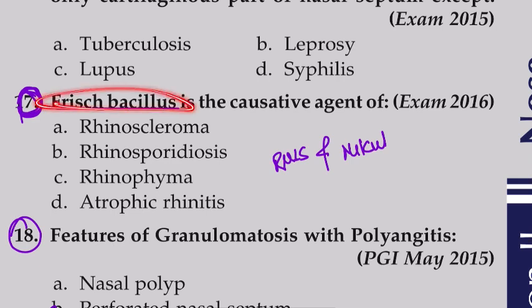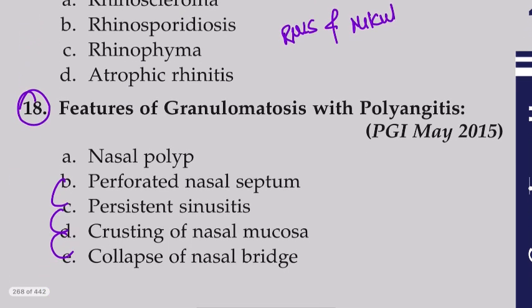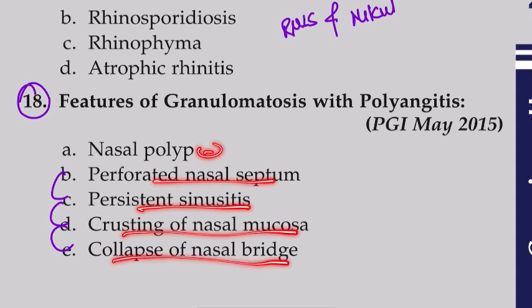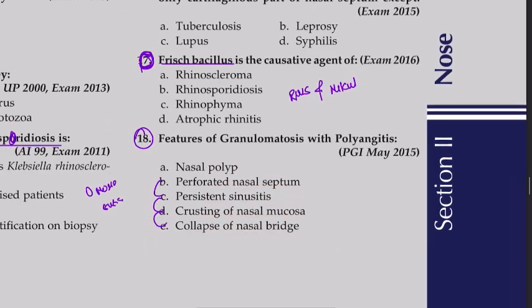Frisch bacillus. Okay, features of granulomatosis with polyangiitis, right? Nasal polyp, no. Perforated nasal septum, that's right. Persistent sinusitis, that's right. Crusting of nasal mucosa and collapse of nasal bridge, these are also right. These are the right statements.